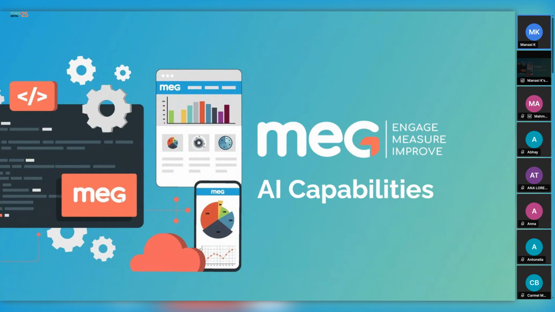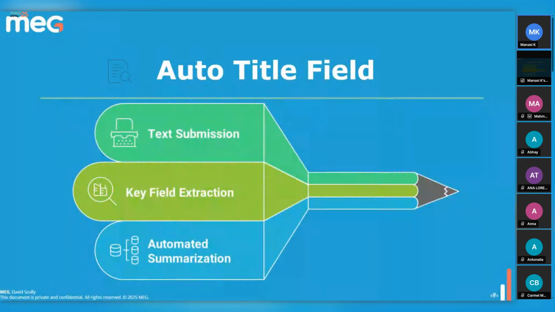Thank you. So today we will dive into MEG's AI capabilities. The structure of today's presentation would be, I will walk you through some of the features that MEG has implemented, followed by a live demo of the features. And there will be a small outro followed by the Q&A. So if you have any questions, please feel free to ask. Let's begin. The first feature is auto title field.